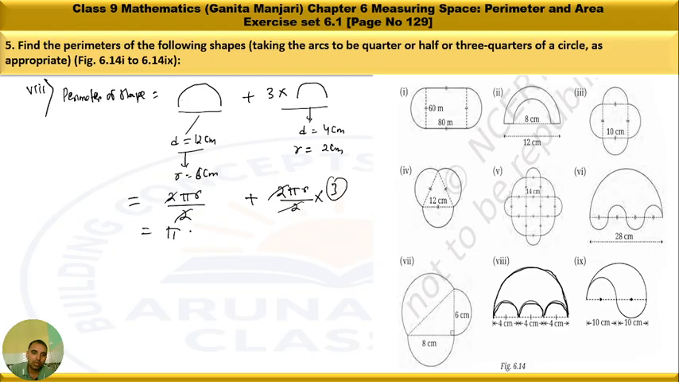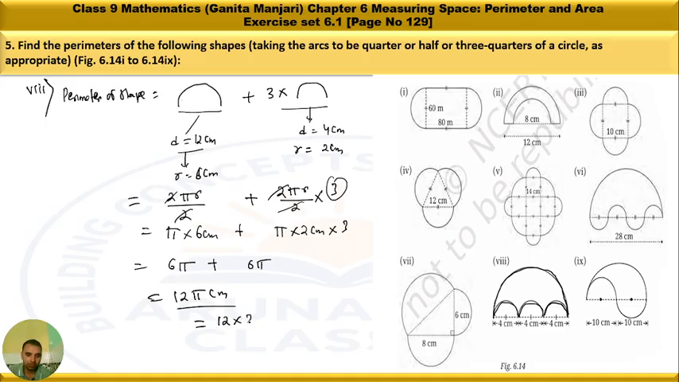It is pi r. Where r is 6 centimeter, plus pi r. What is r? r is 2 centimeter, multiplied with 3. So 6 pi plus 3 times 2, 6 pi. Now it is 12 pi centimeter. That will be the perimeter of the shape. Now 12 multiply with pi, 22 upon 7. So 12 multiply with 22 upon 7, it will be 264 divided by 7, and 264 when I divide by 7, it is 37.71 centimeter. So this is how we need to handle the question.